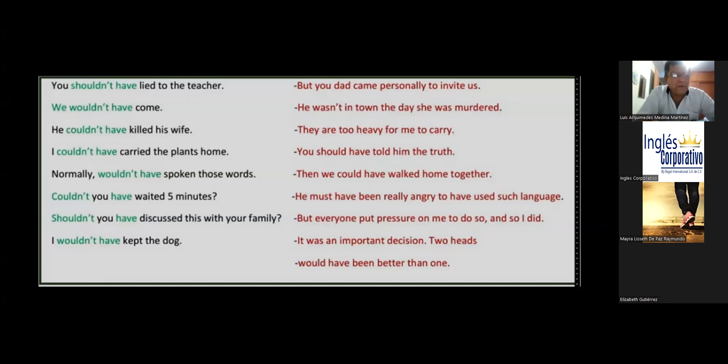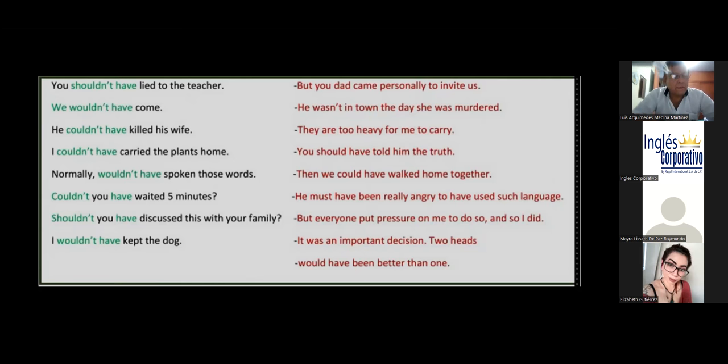Then we could have walked home together. What do you think? Yeah, it's good. Okay, the last one. I wouldn't have kept the dog. No, the last one is shouldn't you have discussed this with your family. But you answered that. You say it was an important decision to have.